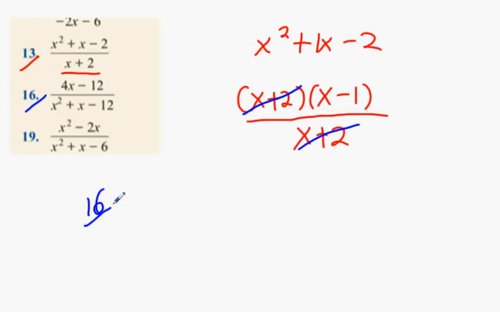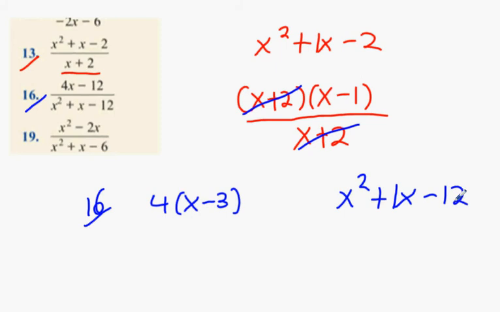What we're doing here is we're factorizing the top. What can I take out of the top, lads? 4. What's left over then? x minus 3. And on the bottom I have x squared plus 1x minus 12. So what do I put in here, guys? x plus 4 and x minus 3. Everybody happy with that?